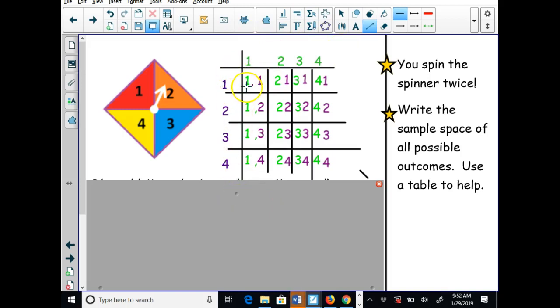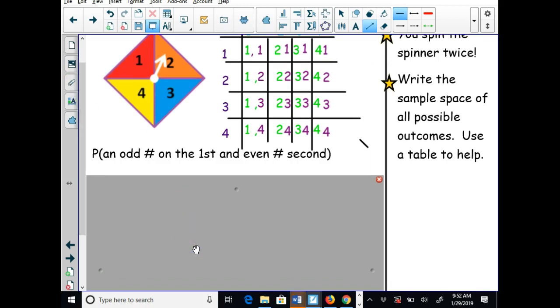Now what's going on in here? This is everything that would happen. So I first spin a 1, then I spin a 1. I first spin a 2, then I spin a 1. First spin a 3, then I spin a 1, so on and so forth. Okay? You should have this chart written down. So pause the video right now and make the same chart.